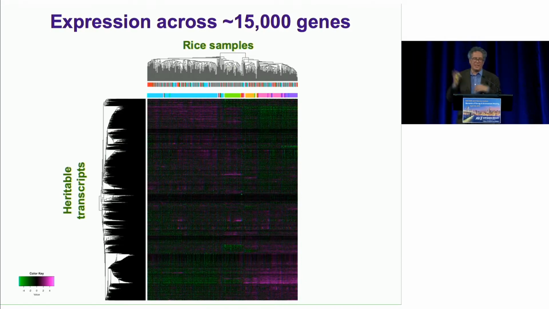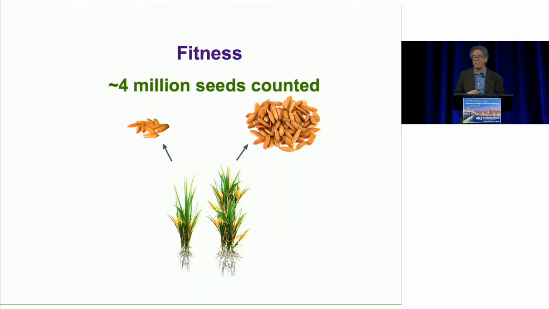And after we filtered everything, we have expression of about 15,000 genes across our entire sample, a fairly large number. And these are just the genes that are heritable. Actually, all of the transcripts we have are heritable. That is, there's a significant genetic component to their variation. We also counted seed, every seed on each of those plants. We had 4 million seeds, counted in the Philippines at the International Rice Research Institute. So we're able to tell you whether this landrace produces a lot of seed or not a lot of seed.